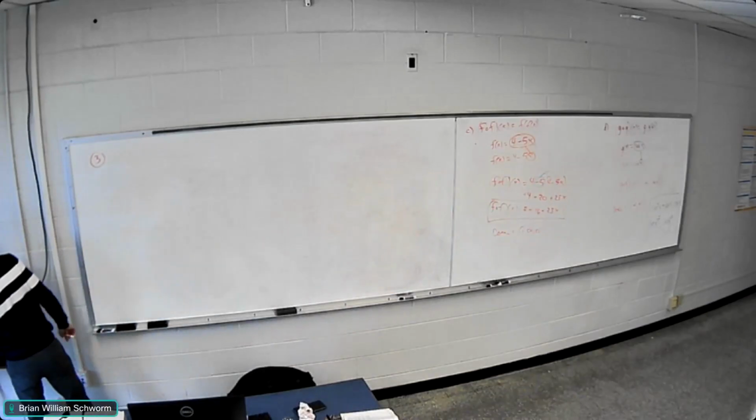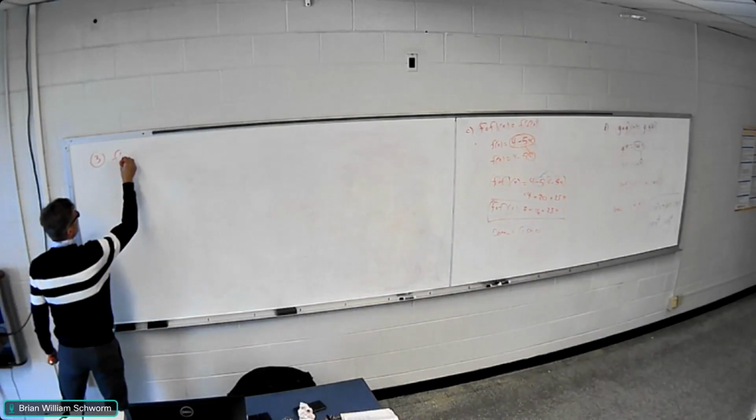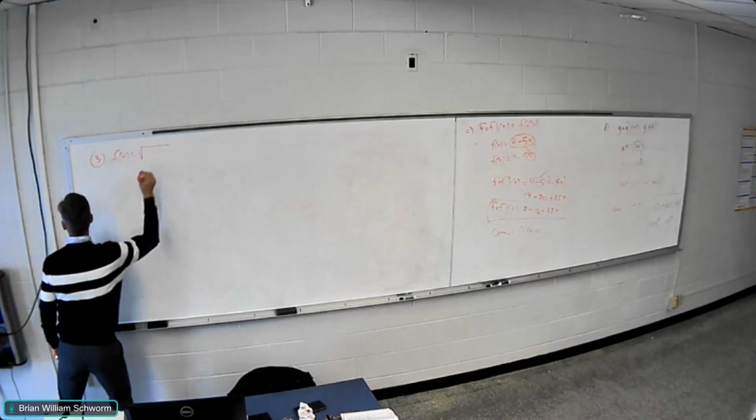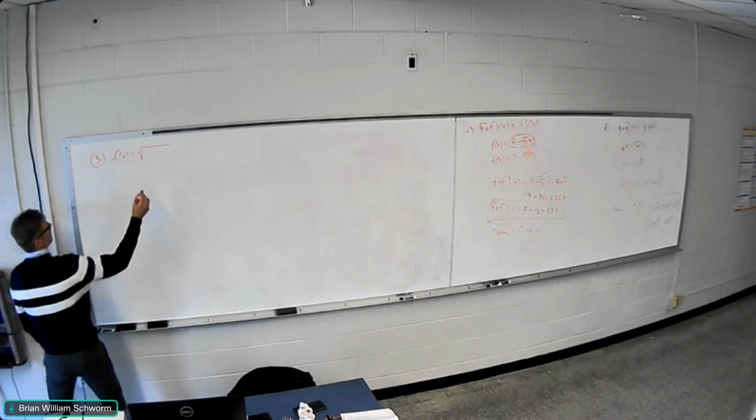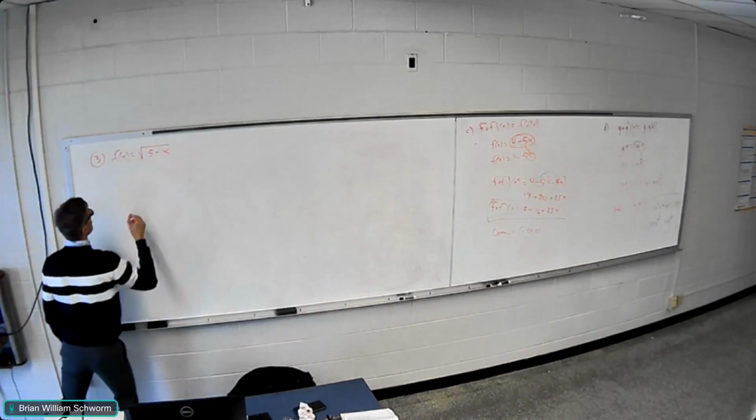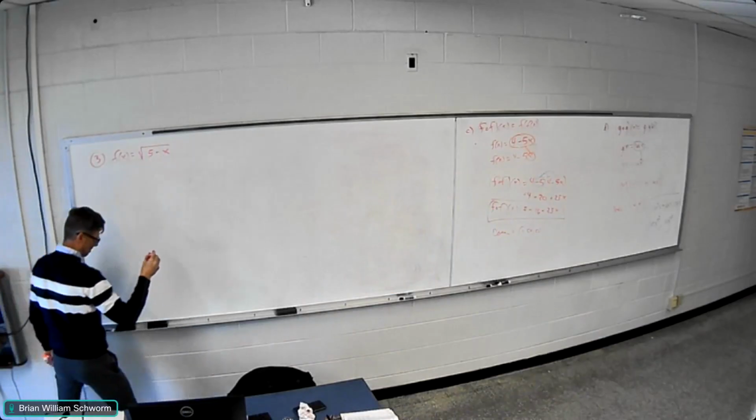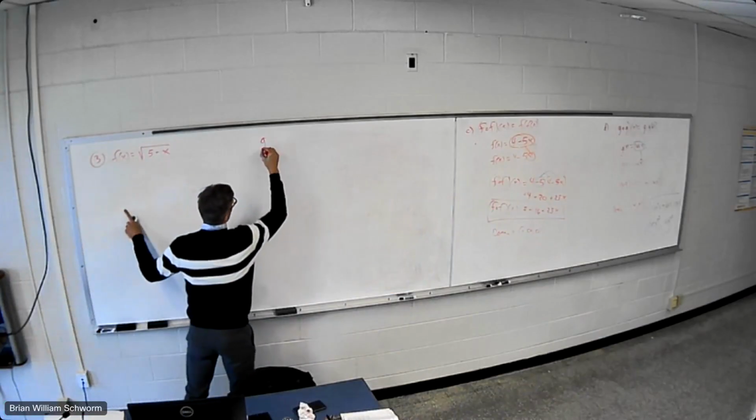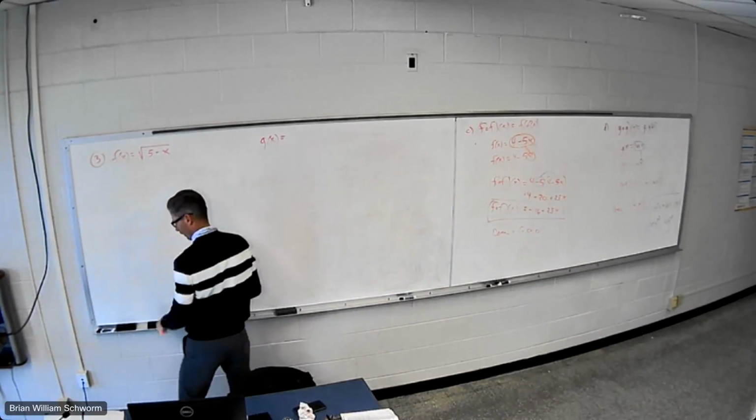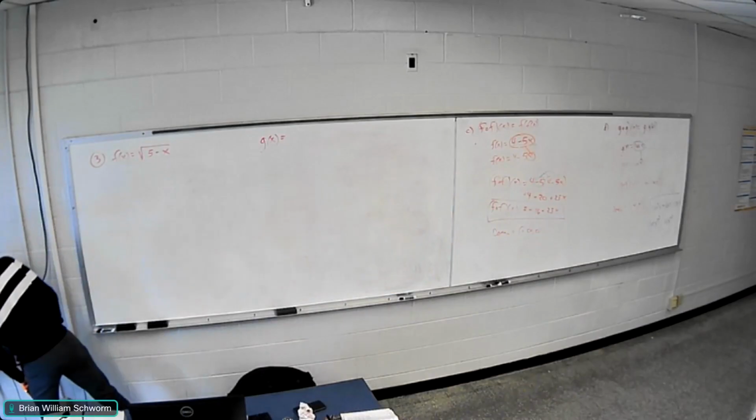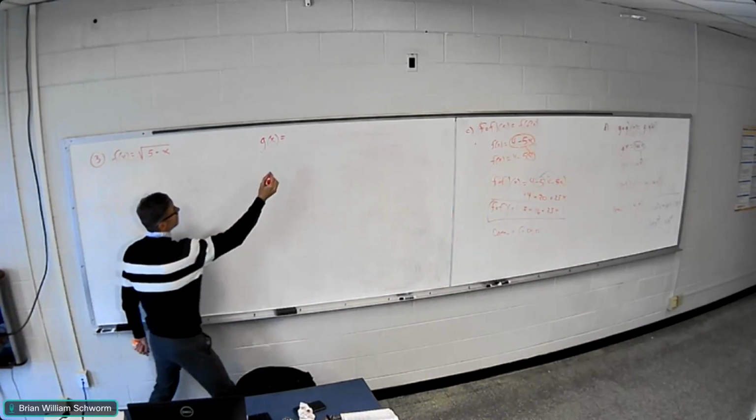Three has f of x equal to the square root of 5 minus x, and g of x, I'll put it over here, is x squared minus 1, with a square root on it in the composition.